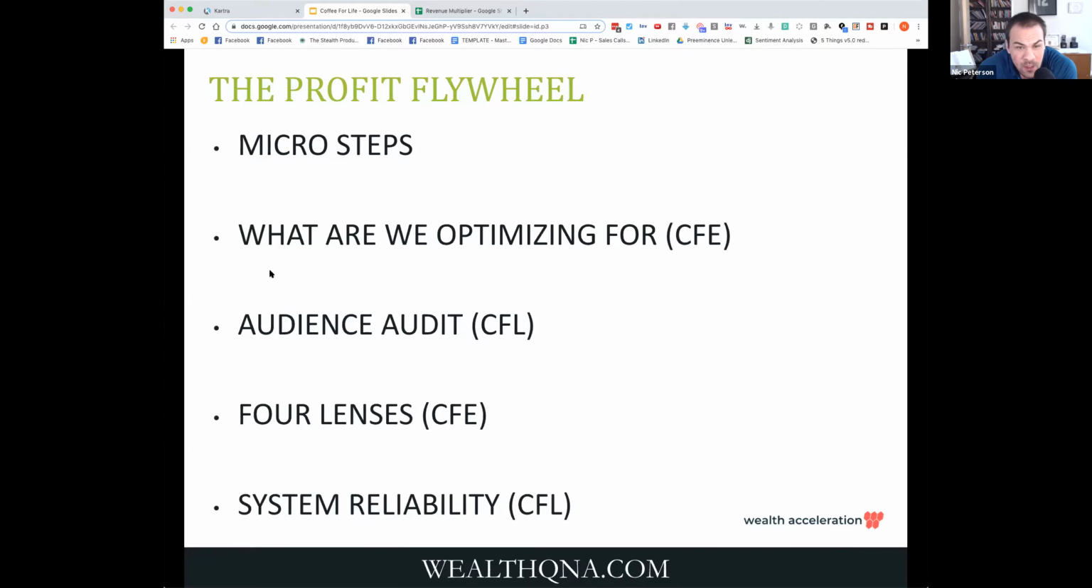This is what happens when somebody comes in. Audience audit. Full training is available. You can just ask for it. It's somewhere in the platinum member area. And then we're always looking at the 4 lenses.